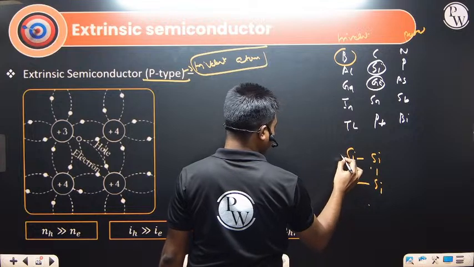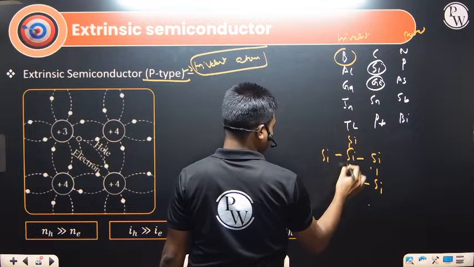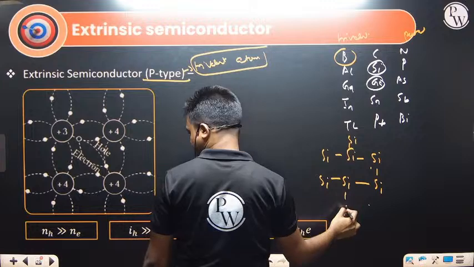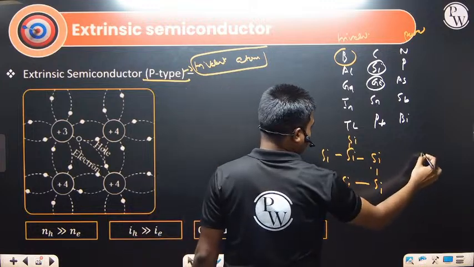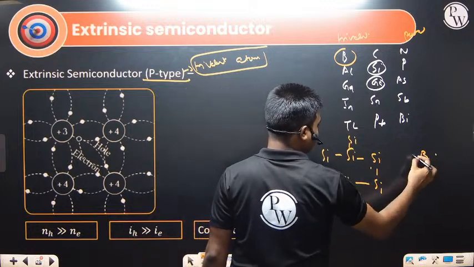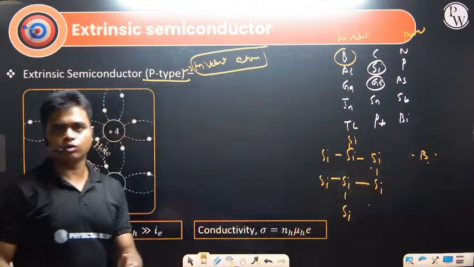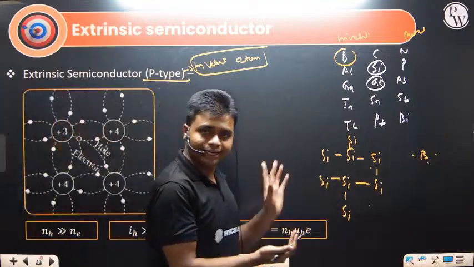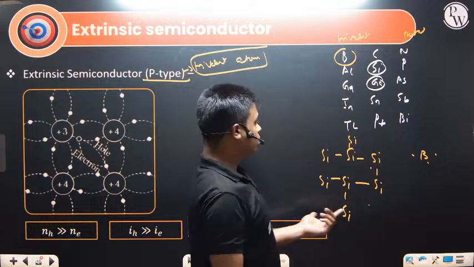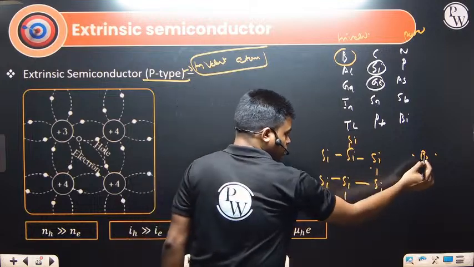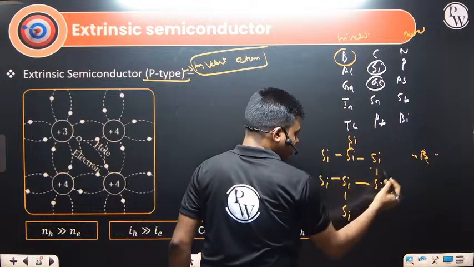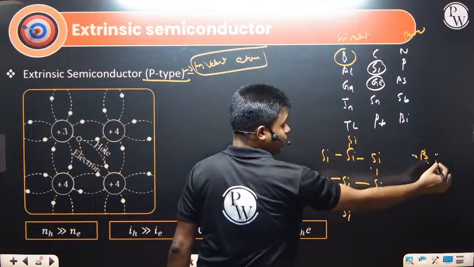So on this side, silicon has 4 electrons. This one is boron. The boron will have 3 electrons. When the boron has 3 electrons, actually it can take 3 electrons, it can give 3 electrons. But to get accommodated here, this requires 4 electrons.